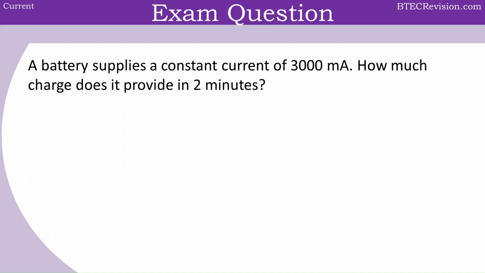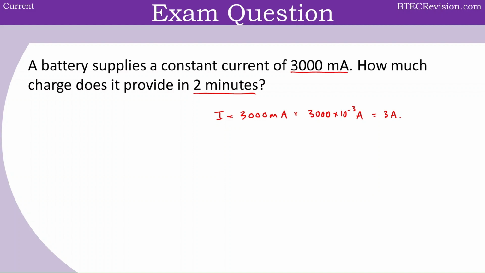A battery supplies a constant current of 3000 milliamps. How much charge does it provide in 2 minutes? The first thing we should do is write down the values that we have. Current equals 3000 milliamps. So we want to change that prefix there, milli, into normal form to give us 3000 times 10 to the power of minus 3. Milli is 10 to the power of minus 3, and that would be in amps. We can simplify that further to give us 3 amps. Okay, so that's the correct unit.